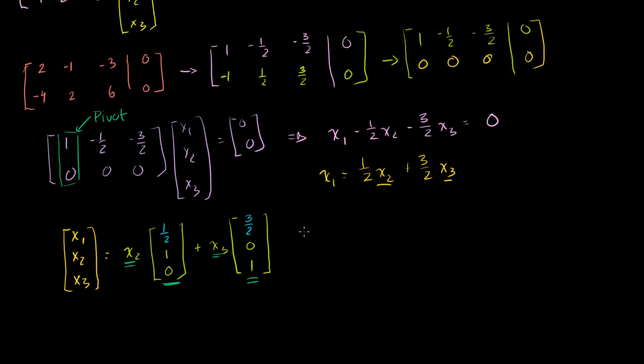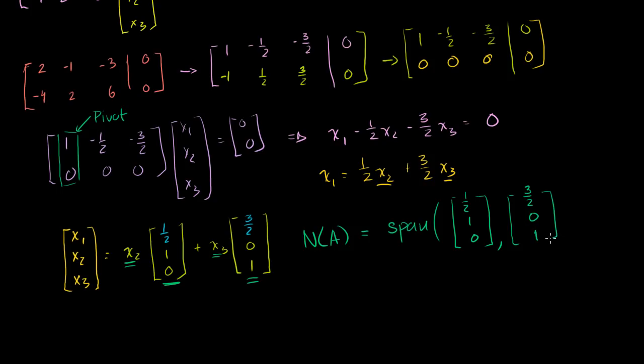Or another way to write it, the null space of A is equal to the span, which is the same thing as all of the linear combinations, of the vectors 1/2, 1, 0. Notice these are vectors in R3, and that makes sense because the null space is going to be a set of vectors in R3. So it's the span of that and that right there: 3/2, 0, and 1. Just like that.